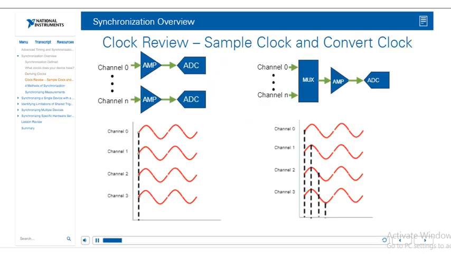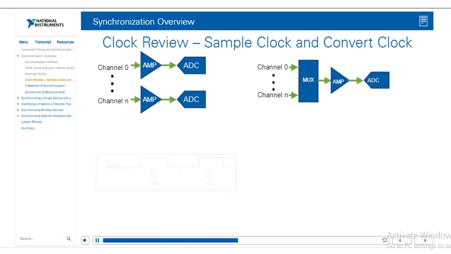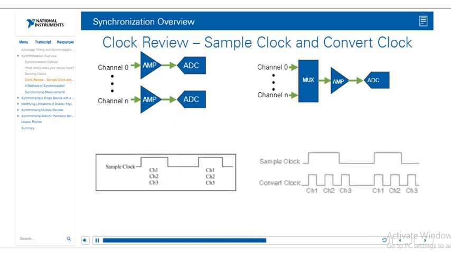We've talked about timing sources and clocks already in the course. The common clock that we'll be using to correlate tasks with time is the sample clock. However, depending on your ADC, you will also need to be aware of the convert clock, because on multiplexed devices, the convert clock is what directly causes the ADC conversions.